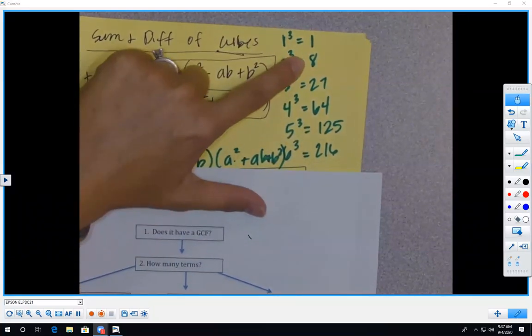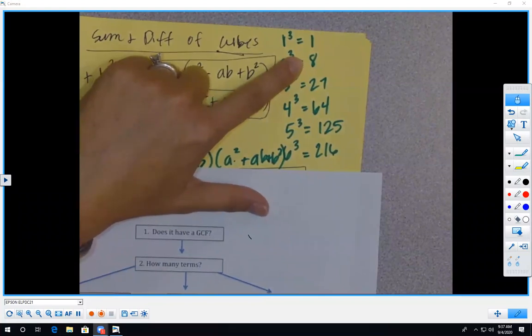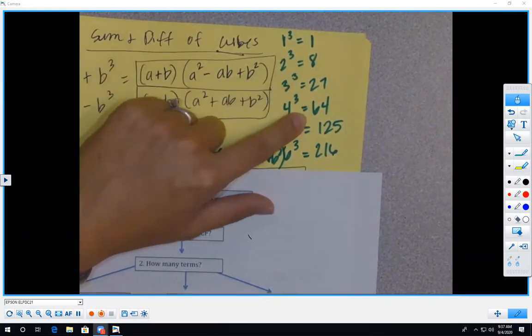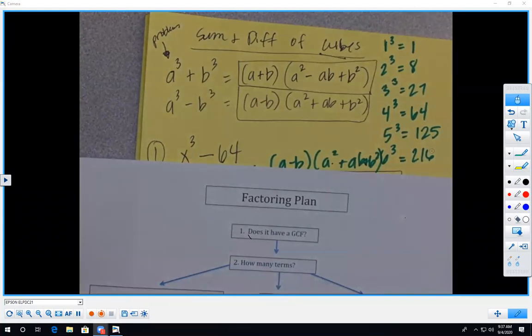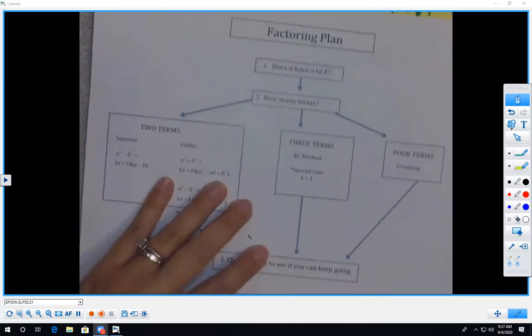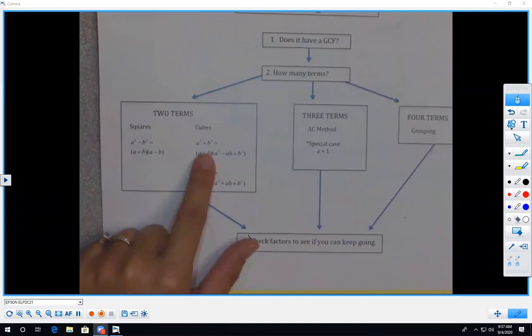Like, can I take the square root of 8? If you had an 8 there, you know it's not a square root problem. If you have a 27, you know it's not a square root problem. 64 is tricky because it's square root and cube root. So lots of times you can just look at the numbers and say, oh, that's a square root problem because I can take the square root of all that stuff. So that's how you tell if it's squares or cubes.